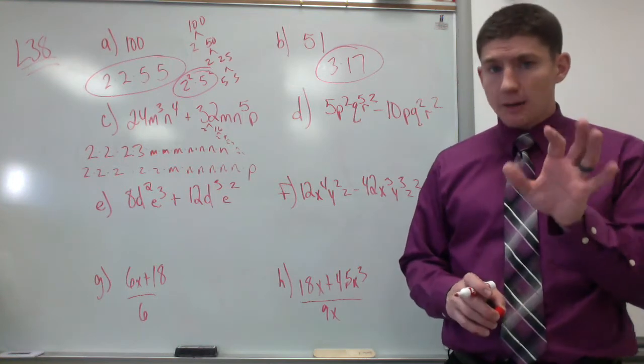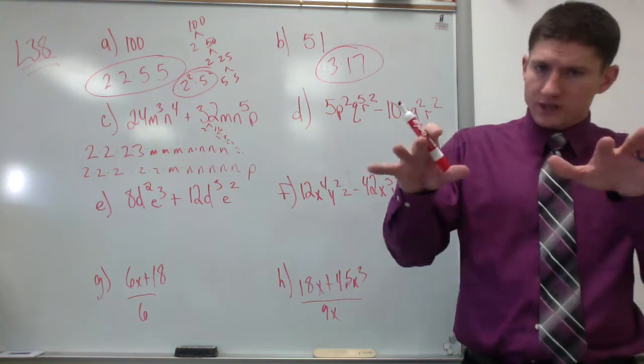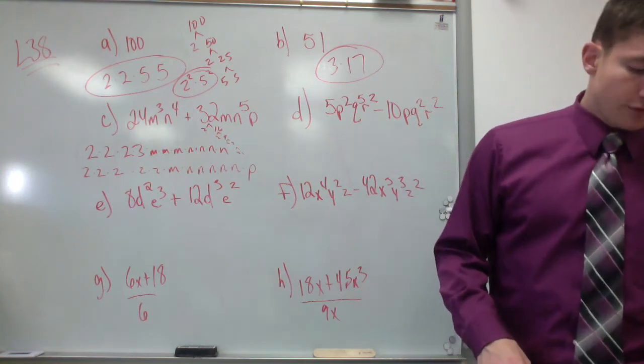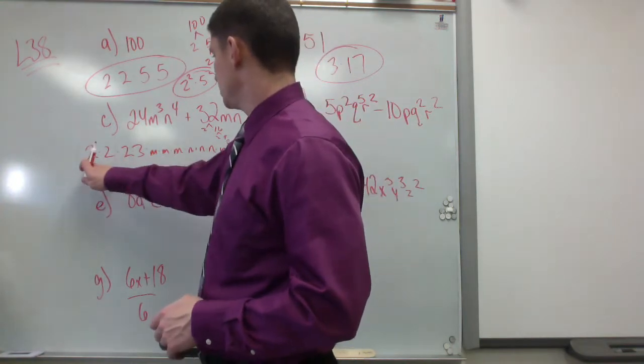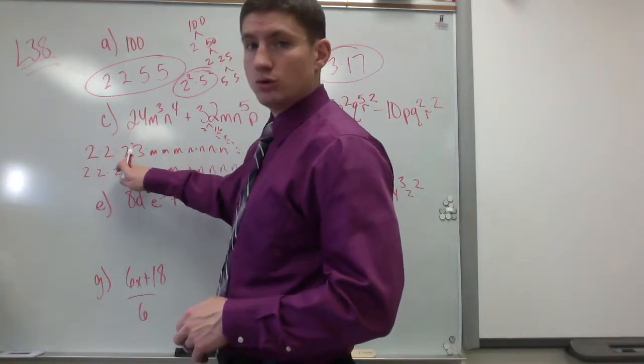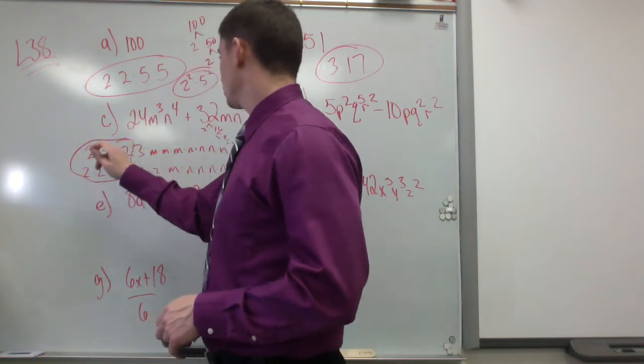And I circle the number of terms that are common as well. And I want to find the lowest amount of each of those terms. So for example, I've got 2, 2, and 2, and 2, 2, and 2. So I've got 3 sets of 2's in each one.